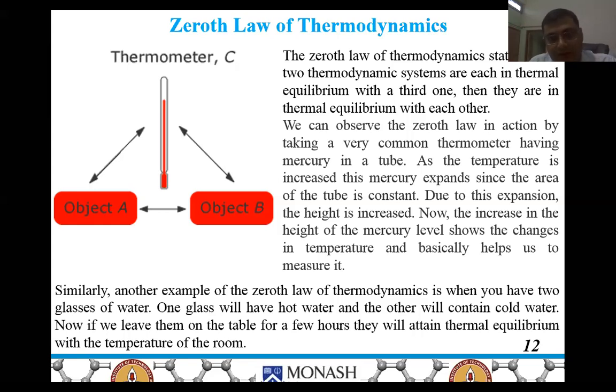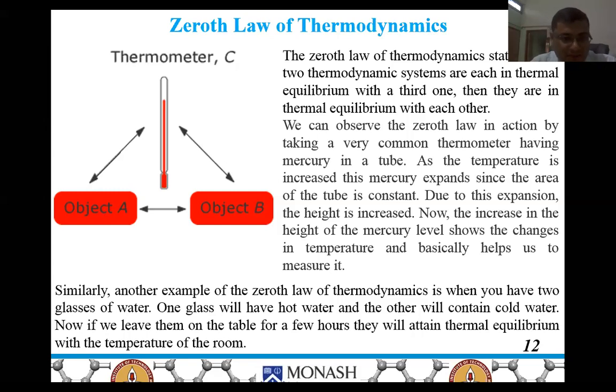So we can observe the Zeroth law in a very common thermometer having mercury in a tube, and as the temperature is increased, this mercury expands, and since the area of the tube is constant, due to this expansion, the height is increased. Now, the increase in the height of the mercury level shows the changes in temperature and basically helps us to measure the temperature.